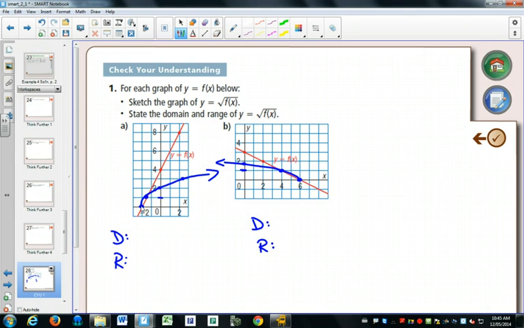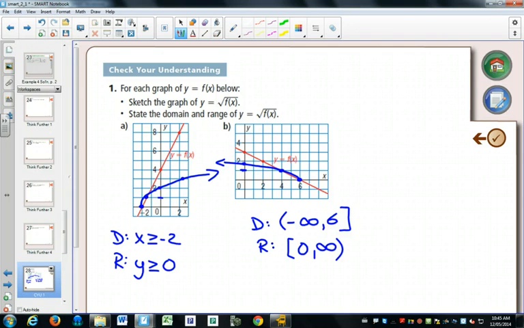Domain and range. Well, now the domain was everything, but now it's just when x is bigger than or equal to -2. And the range is when y is bigger than or equal to 0. I did the first one in that kind of notation. I'll do the second one in the other notation. We would want to say that x is less than or equal to 6. So we could write it like that. And we would want to say again, y is bigger than or equal to 0. So we could write it like that.